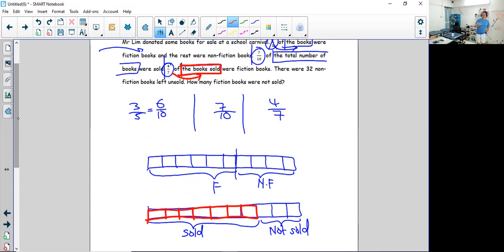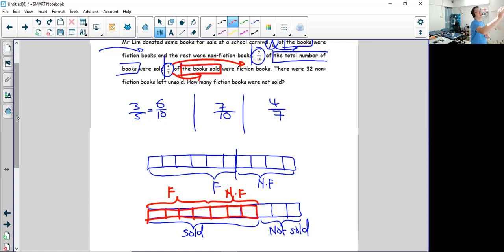Right? So you have to cut this part of the model into 7 boxes because the fraction says so, right? The fraction says there is a total of 7 parts of the books that were sold. And 4 parts that were sold were fiction. So you will need to label 4 parts that were sold as fiction. And then the other 3 parts must be the non-fiction. So keep labeling, and then it becomes clearer and clearer.